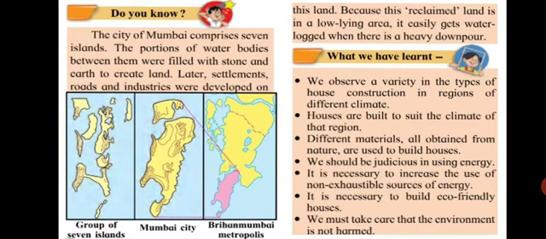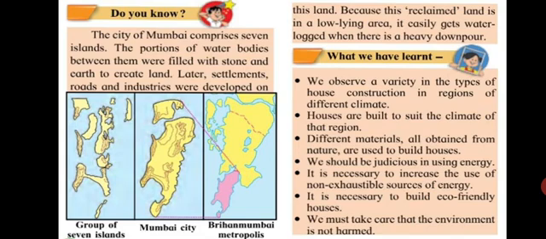So dear students, what have we learned in this chapter? We observe a variety in the types of house construction in regions of different climate. Houses are built to suit the climate of that particular region. Different materials, all obtained from nature, are used to build houses. So we should use the resources carefully. We should be judicious in using energy. Judicious means we should take a wise decision, we should be careful.